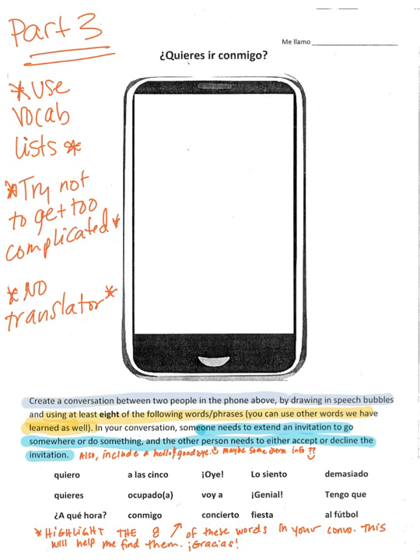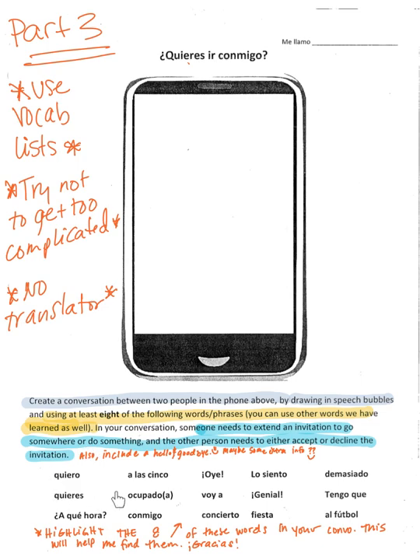Part 3 is my favorite because you get to get super creative, okay? So part 3, use your vocab lists. Try not to make it too super complicated. No translator, okay? All right, so in this little phone from probably years ago, create a conversation between 2 people in the phone above by drawing in speech bubbles. Name the people, right? Who is it?